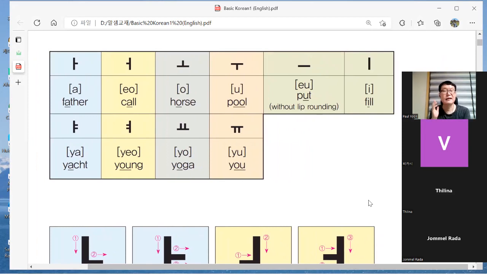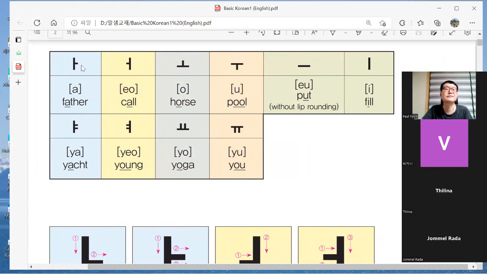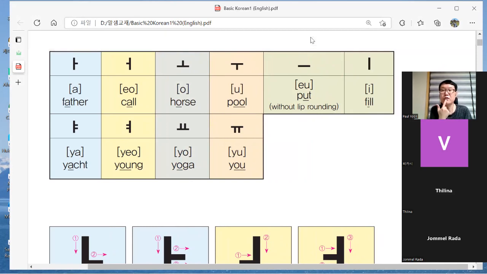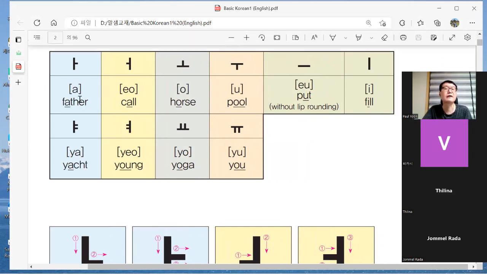Please listen, and if I ask you to repeat, try to repeat after me, okay? Repeat those pronunciations. At first, the vowel ah, okay? And please look at the shape of my mouth, okay? The shape of my mouth. The first vowel, ah, right, ah.